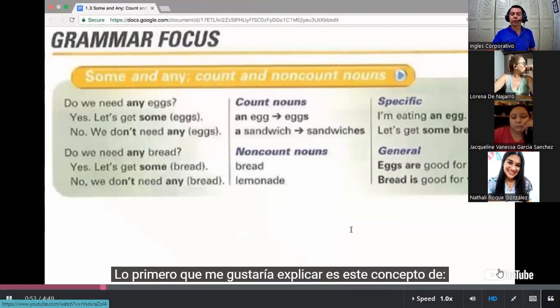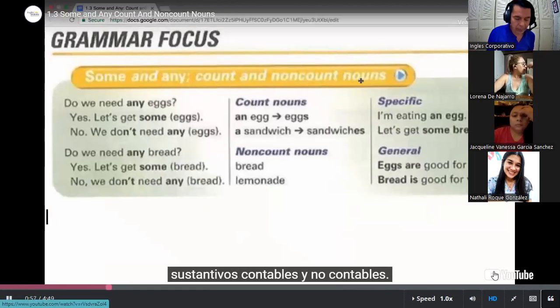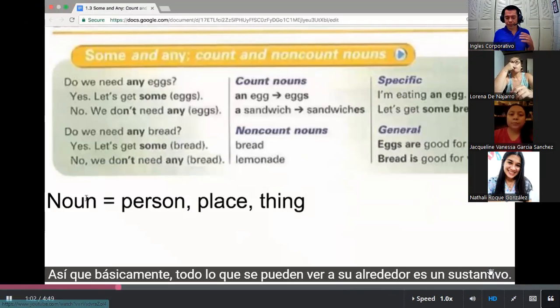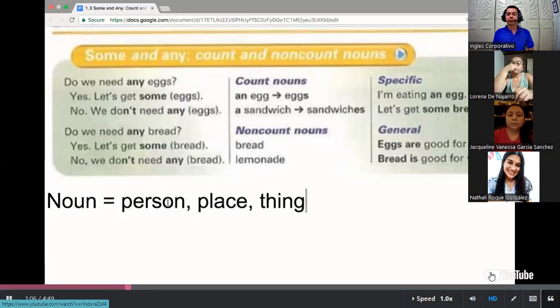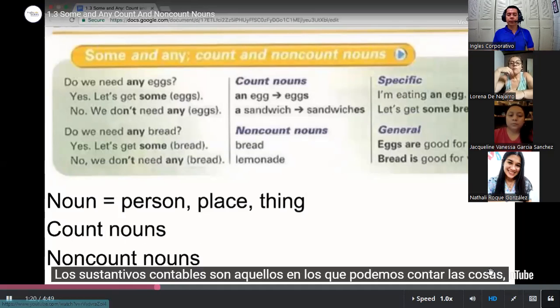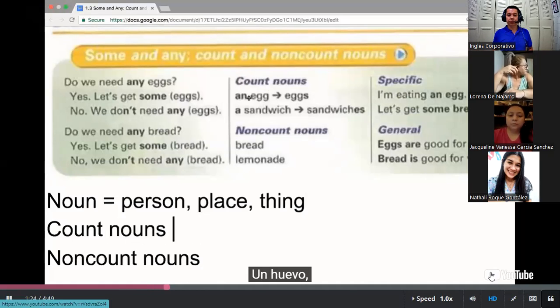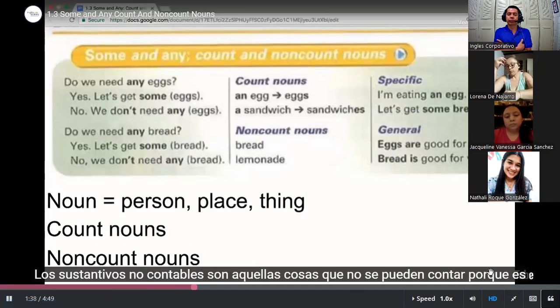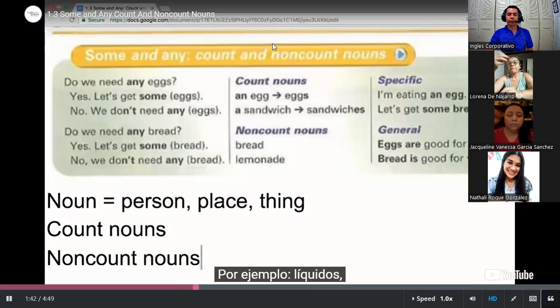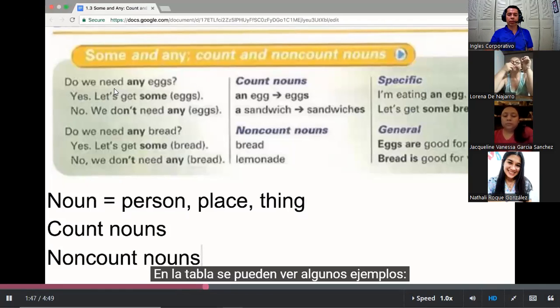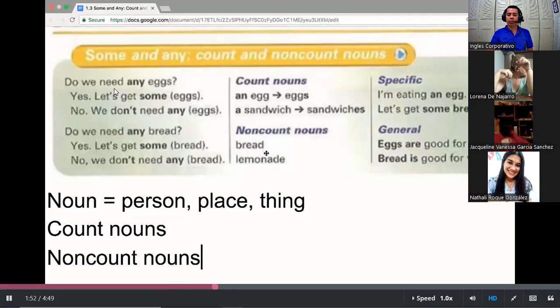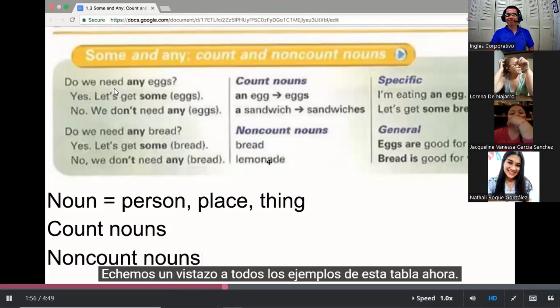The first thing that I would like to explain is this concept of count and non-count nouns. A noun is a person, a place, or a thing. So basically, anything that can be seen around you is a noun. In English, we have two types of nouns. We have count nouns and non-count nouns. Count nouns are those things that you can count. As you can see on the chart, an egg, eggs, a sandwich, sandwiches. We can count eggs and sandwiches. Non-count nouns are those things that you can't count because it's impossible to count. For example, liquids such as water, lemonade, milk, etc. On the chart you can see a couple of examples. Bread, lemonade. Let's take a look at all the examples on this chart.